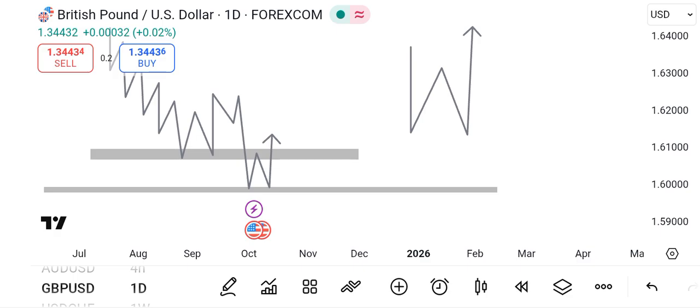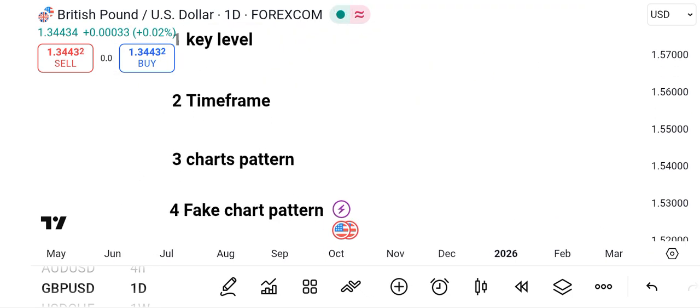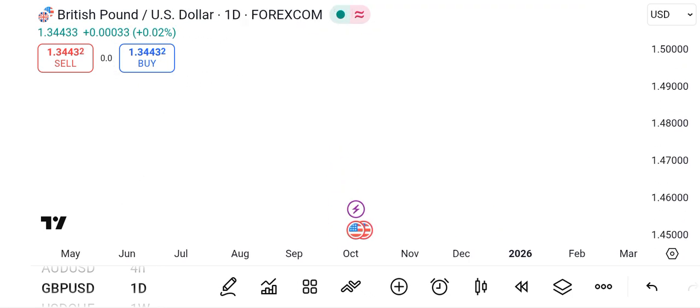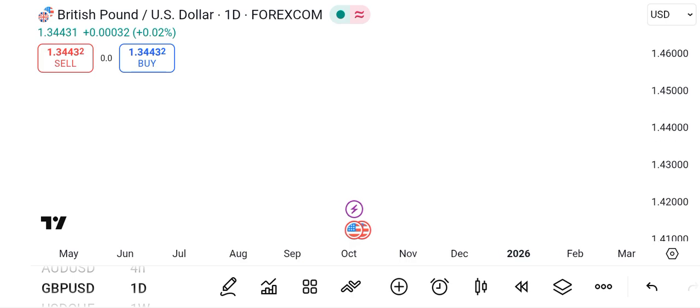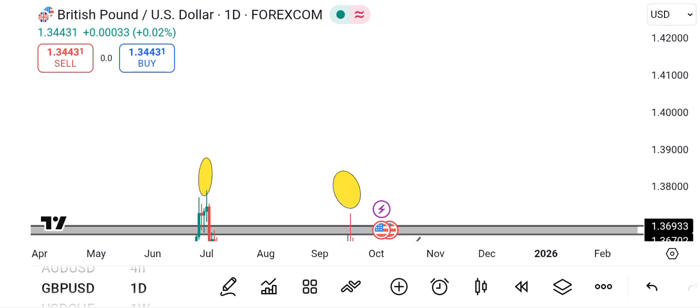I have it on GBP USD. The example I want to show you guys, I also have it on the USD CHF. That is where we can now spot that fake chart pattern I told you about. And I also have it on the GBP JPY. Those are places I will get the chart pattern for you guys. Let me quickly go over to weekly.